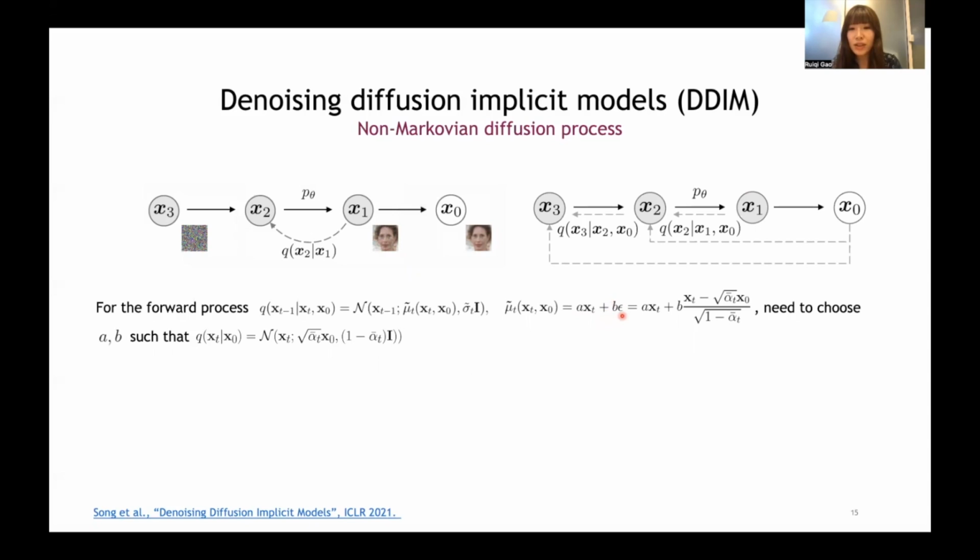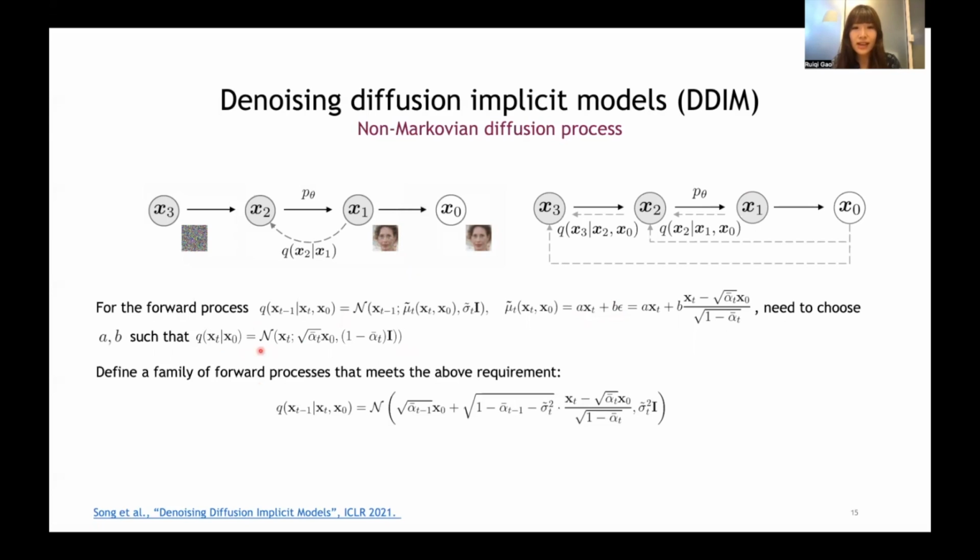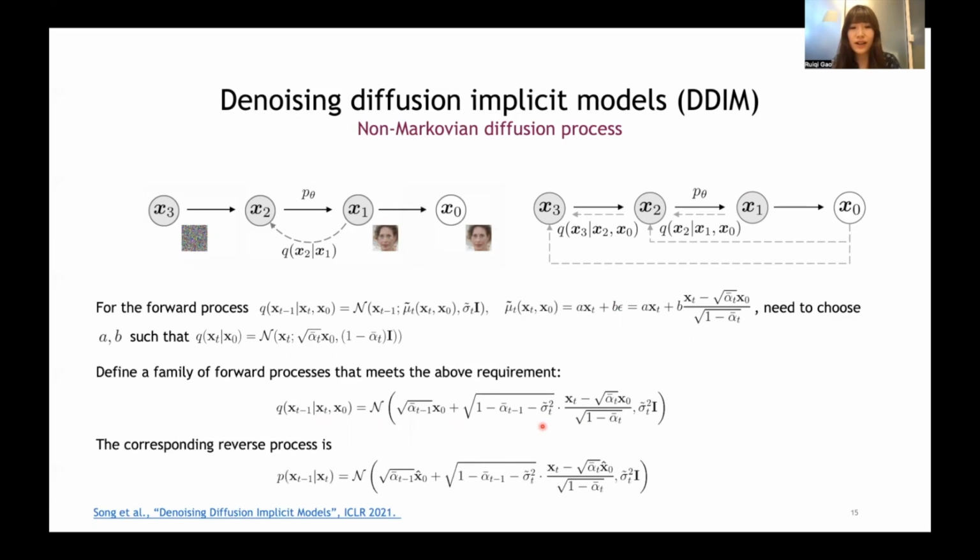Note that here we need to specify A and B such that q(xt given x0) still follows this Gaussian distribution. To this end, this work defines a family of forward processes that meets the above requirements, which corresponds to specifying the posterior q(xt minus 1 given xt and x0) in this formulation. And we can similarly define the corresponding reverse process by just replacing this x0 with a predicted x0 hat.